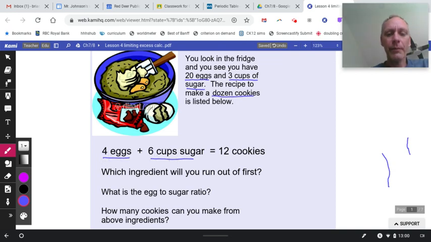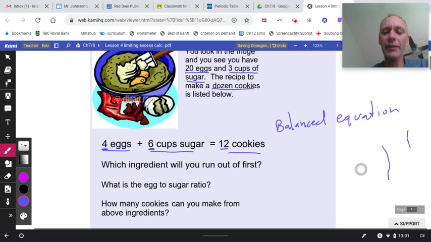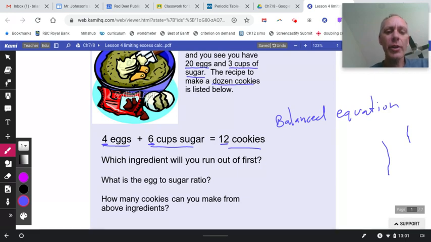So here's our recipe. So the idea is that we're comparing this recipe to a balanced chemical equation. So it's like 4 moles of eggs plus 6 moles of sugar makes 12 moles of cookie. That's the idea behind this analogy. Okay, so which ingredient will we run out of first? We have 20 eggs and 3 cups of sugar. Which ingredient will we run out of first when we're trying to make our cookies? Which one is limited or the limiting reagent?